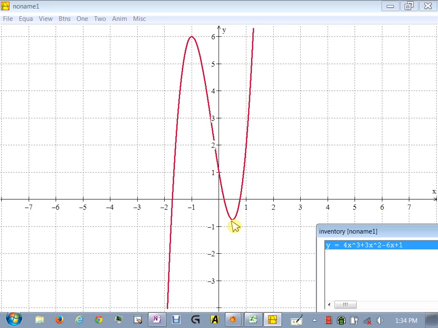That looks like about -3/4, doesn't it? Also, where is it going up? As I move from left to right, it's going up, up, up, up, up until I get to what? -1. Then it goes down from -1 to 1/2, and then it goes up from 1/2 the rest of the way. That all verifies my findings, right?